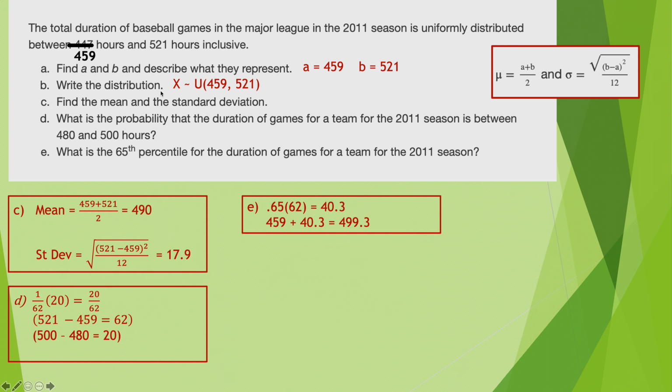And as far as what's the 65th percentile, you do 0.65 times those 62 scores, you get 40.3. And then you have to add that to the 459.